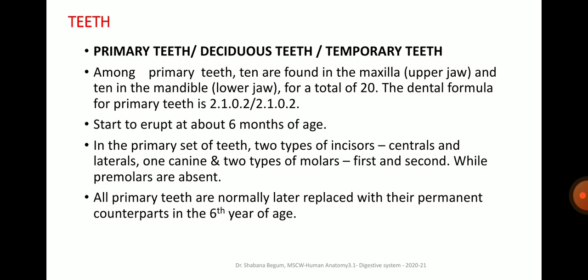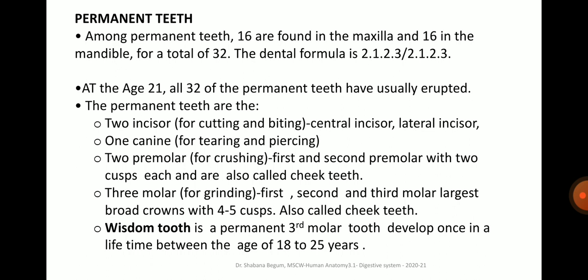Then all primary teeth are normally later replaced with their permanent counterparts in the 6th year of age. What are permanent teeth? The permanent teeth begin to replace the deciduous teeth, that is the temporary or primary teeth, in the 6th year of age, and this dentition consisting of 32 teeth is usually complete by the 24th year. So, at the age of 21, all 32 of the permanent teeth have usually erupted.